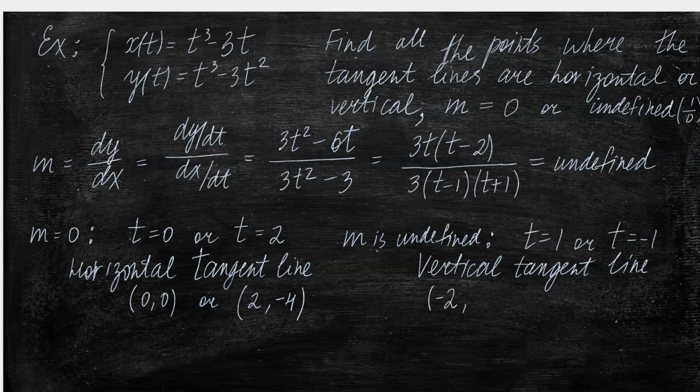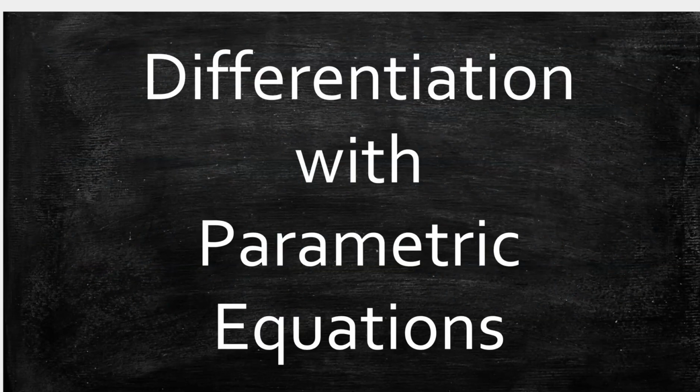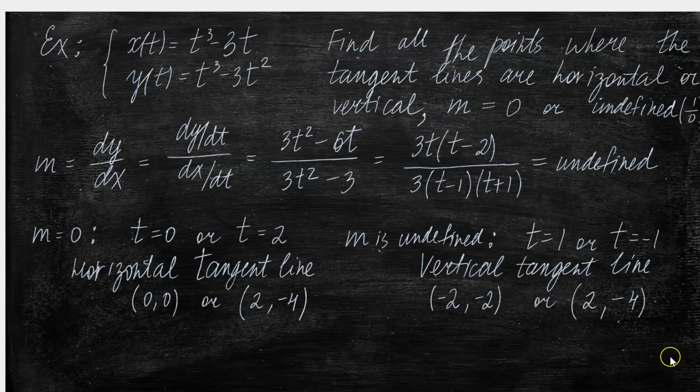And when we plug in 1 into y function, we get also -2. And now we plug in -1, so we get -1 plus 3, it's 2. And we get -1 minus 3, that's -4. So we found the points where the tangent line is horizontal and vertical.